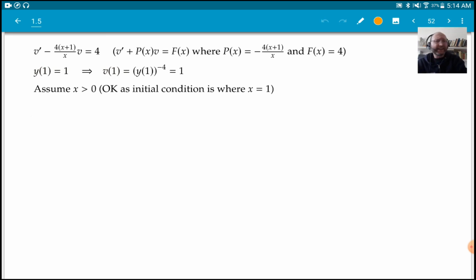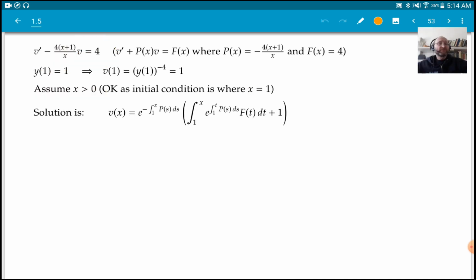And let's assume that x is positive, and that's okay because the initial condition is where x is 1, so we're really solving in that range. And clearly, when x is 0, this is going to be trouble. So let's just assume that x is positive. That's the range where we're solving. That's where our initial condition is.